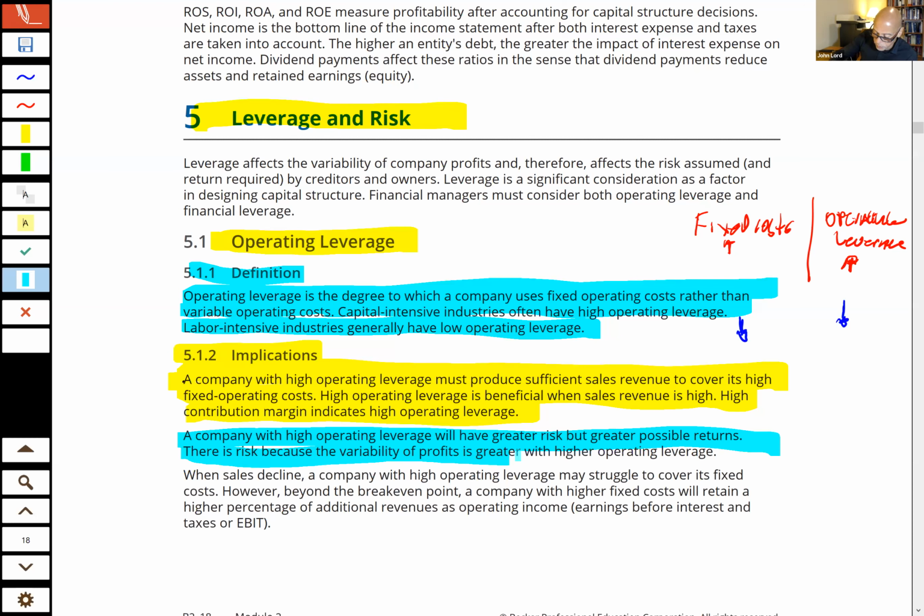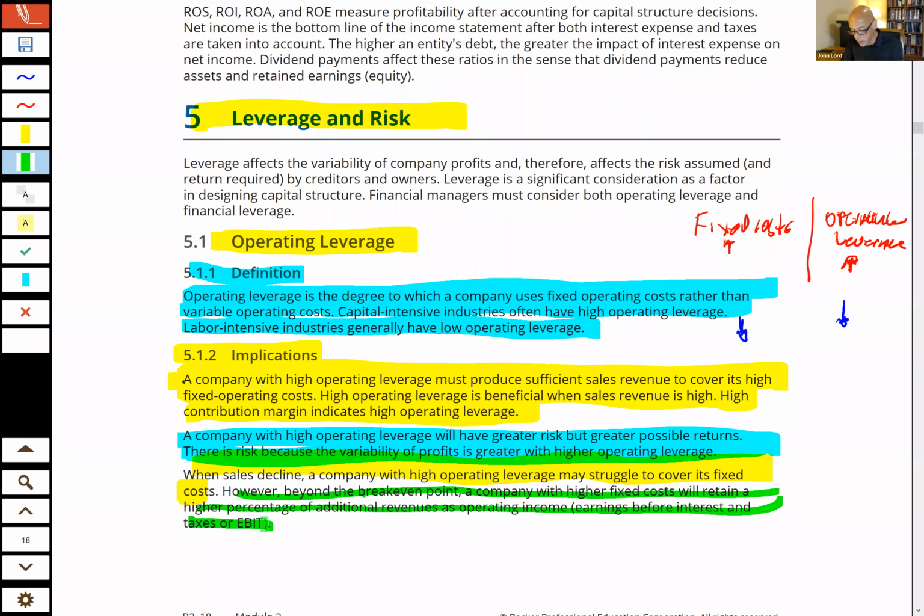There is risk because the variability of profit is greater with higher operating leverage. In other words, if I'm not generating the sales to cover that fixed cost, I'm going to be in that loss section there for a long time, and I could see decline obviously in the value of the company. Now, when sales decline, a company with high operating leverage may struggle, as I've just said, to cover its fixed cost. However, beyond the break-even point, a company with higher fixed costs will retain a higher percentage of additional revenues as operating income, which they're defining here as earnings before interest and taxes.